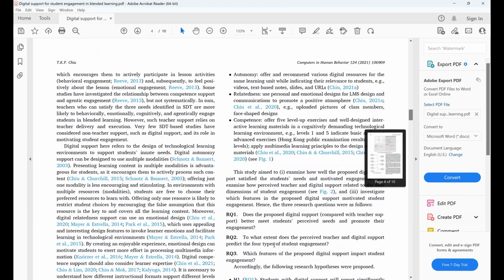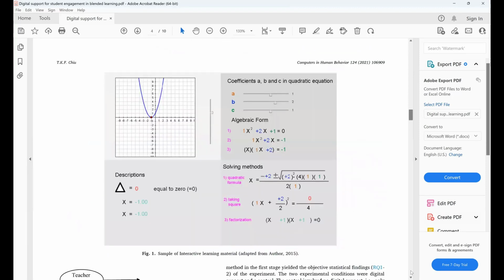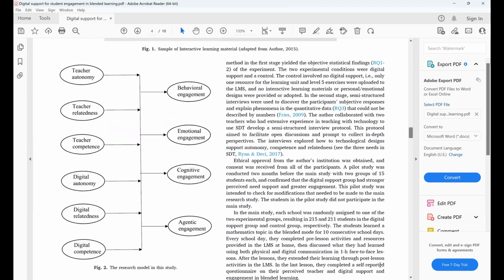Section 3.2 talks about how the author conducted the research. It's very detailed. They start from the very beginning, talking about the experimental study, with a control group, a digital group, and an experimental group. How they do that is very specific, how each step answers each of the questions.